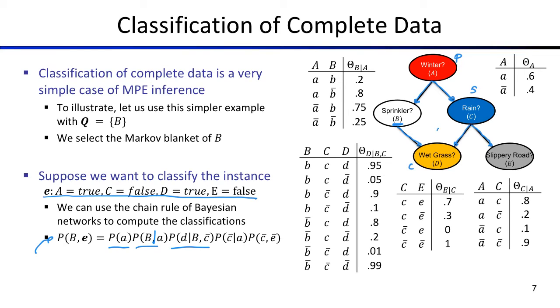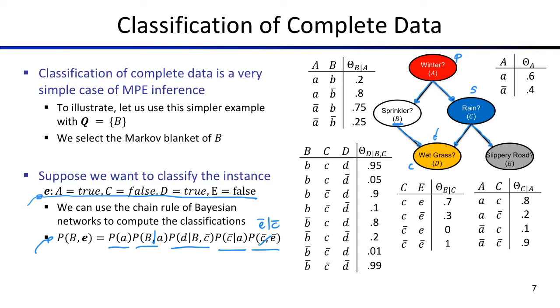So D is this node here. It has the two parents, B and C. Probability of C given A, so C has one parent, that's A, and probability of C given E. Actually, this is wrong. It's going to be the probability of E given C because C is the parent of E. So, okay, and as we know the instantiation of E, we can put that here.